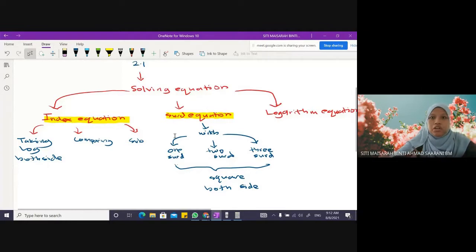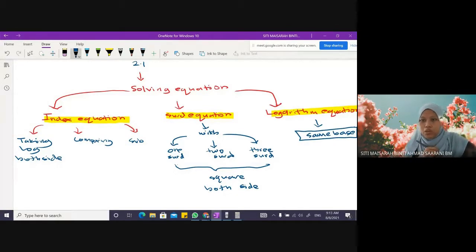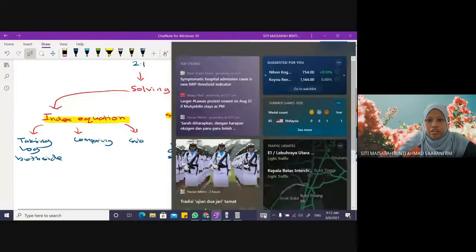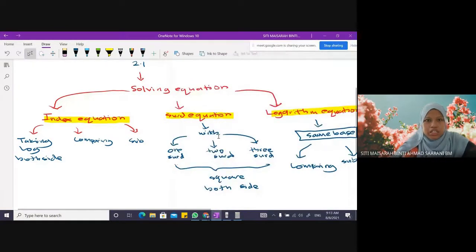And for solving logarithm equation, we need to make sure the base is the same base. Pastikan dia punya equation of log tu mesti dalam base yang sama. And then we can use two methods. The first one is comparing. The second one we can use substitution. So this is solving index equation, surd equation and logarithm equation. This is a summarized conclusion of subtopic 2.1.